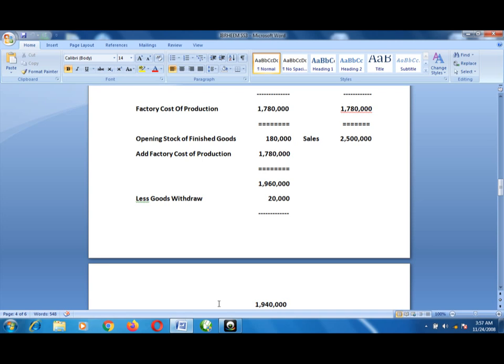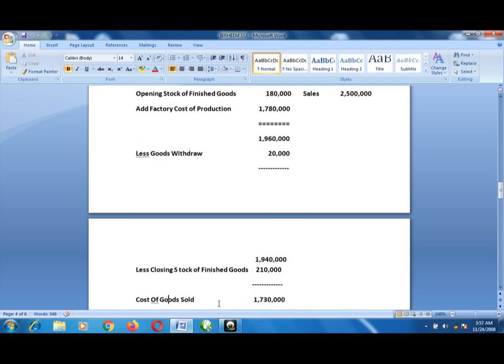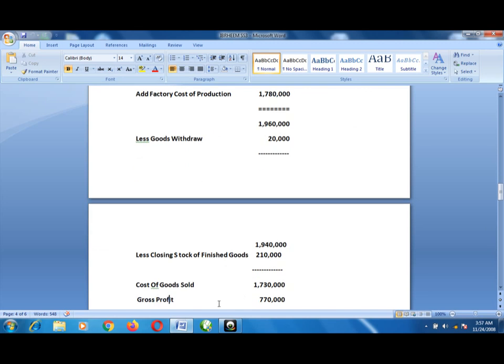You minus 20,000 once the purchase of finished goods is not given. If the purchase of finished goods is given, we're supposed to minus this 20,000 naira from the purchase of finished goods. But once the purchase of finished goods is not given, we need to minus it from the net value of 1,960,000. When you minus it, it gives us 1,940,000 naira less closing stock of finished goods. You get your closing stock under additional information, 210,000 naira, and that gives us the cost of goods sold.